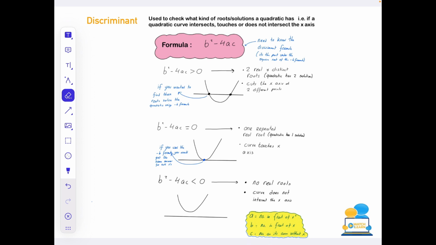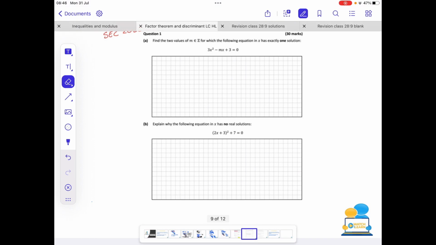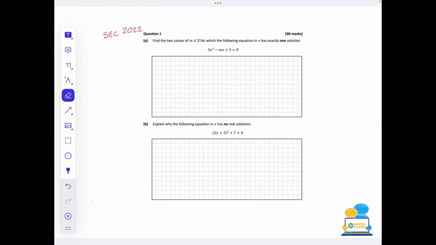Just down there is a reminder of what a, b, and c are. Same as if you're using the normal minus b formula. a is the number in front of the x squared, b is the number in front of the x, and c is the number on its own. Okay, so we're going to get straight into the exam questions that come up in that, just because we are putting a focus on exam questions in these videos.